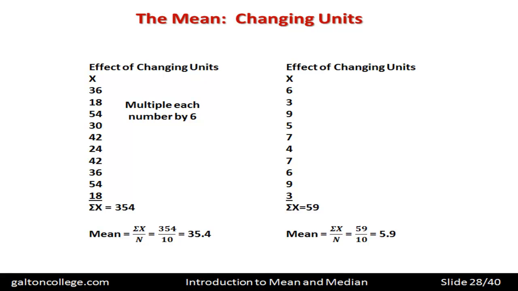So if we multiply every number in a set of numbers by some constant, then the mean is multiplied by that constant as well. So we can see the relationship between the mean. We multiply every number by 6, the mean is 6 times bigger than the original one. And that applies for whatever number we multiply by, or whatever the set of numbers.